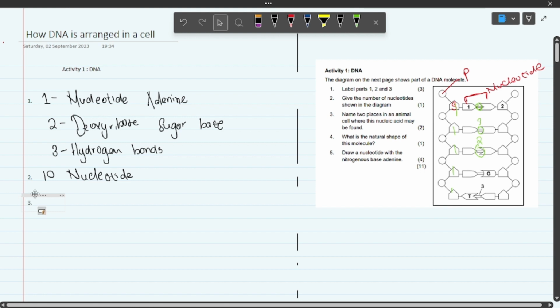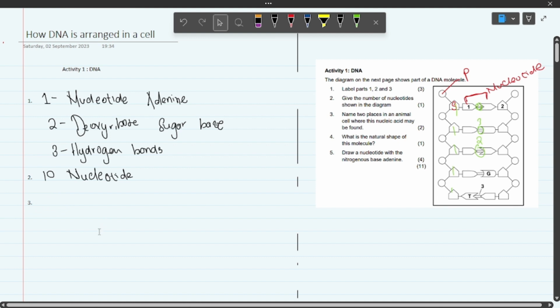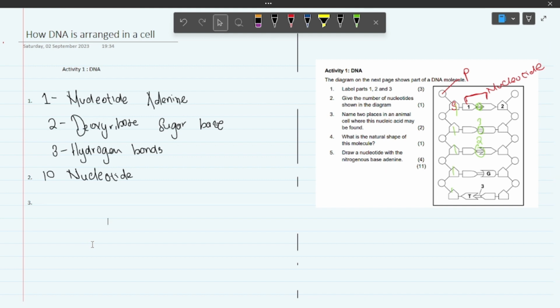Number 3 says: name 2 places in an animal cell where this nucleic acid may be found. So this question is saying, interpret the question: explain where DNA is found in the human body. DNA is found in the nucleus. The nucleus is the powerhouse, or the CPU, of any cell, where everything takes place, because in the nucleus you'll find the DNA.